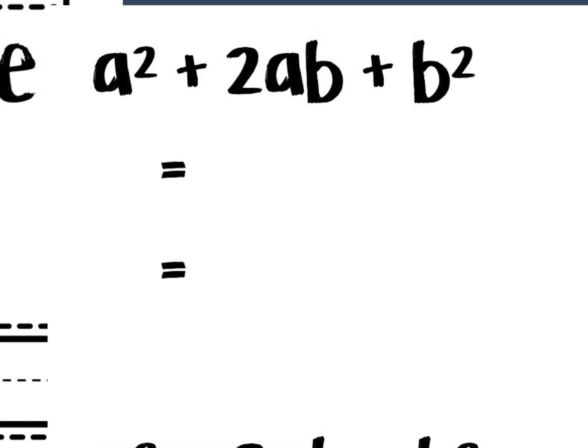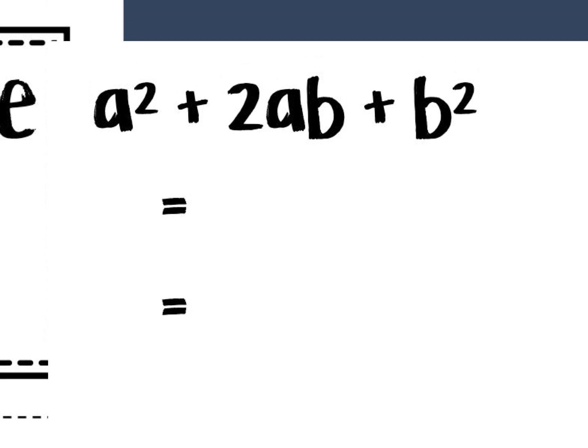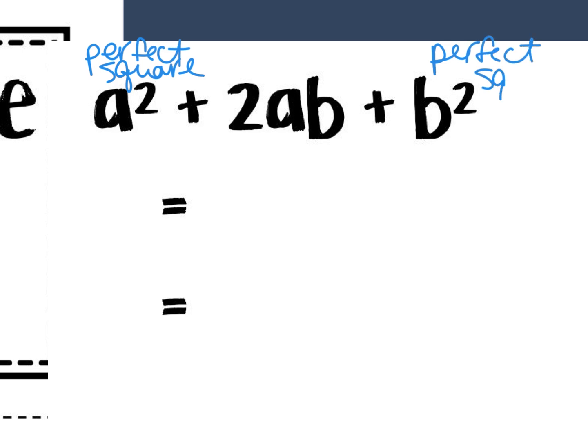So the pattern says that when A is a perfect square and B is a perfect square. So we're going to make a little note. This is a perfect square, and this one is a perfect square also. We're not really worried about the middle.